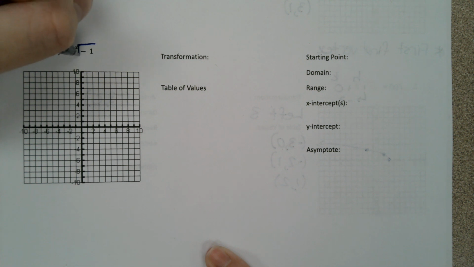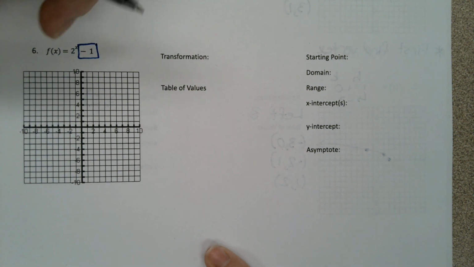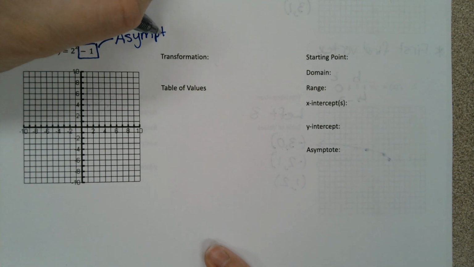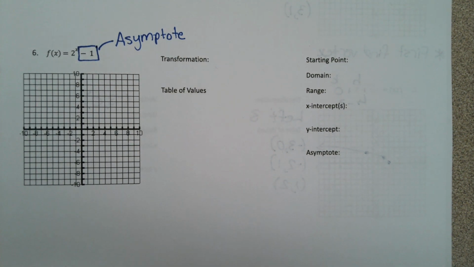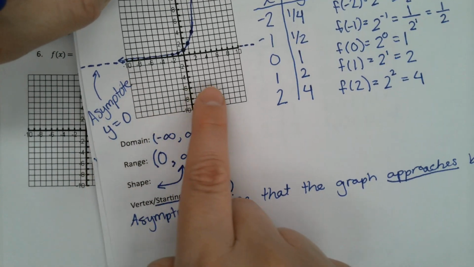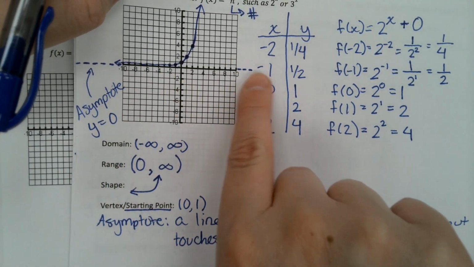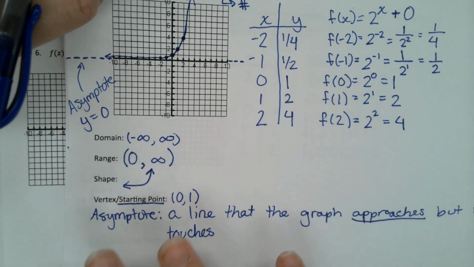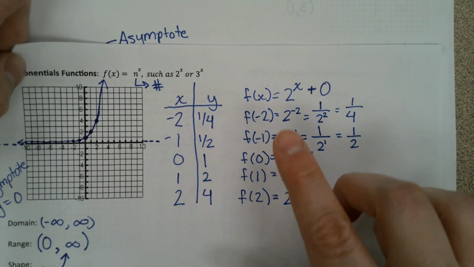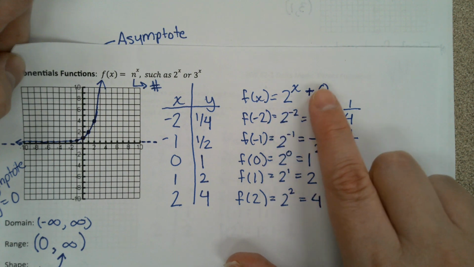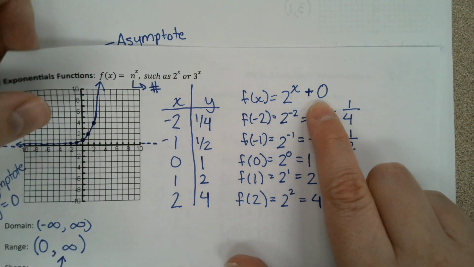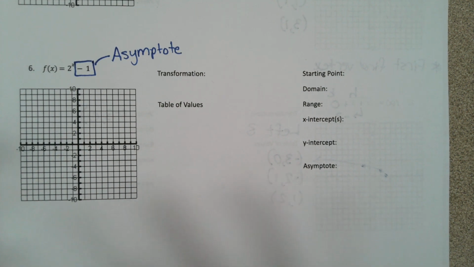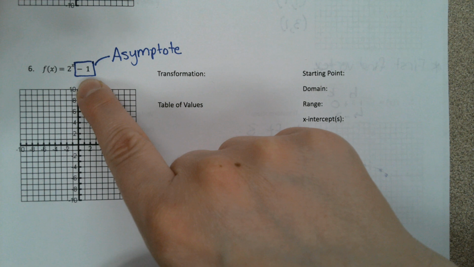This minus 1 here is your asymptote. If you remember from the notes, the asymptote hugs the bottom of the graph, and it's this line that our graph is not allowed to cross. So on the original parent graph notes, we just had 2 to the x, so that's the same as 2 to the x plus 0. Our asymptote starts at 0 there. Here, it's 2 to the x minus 1, so our asymptote is at negative 1.